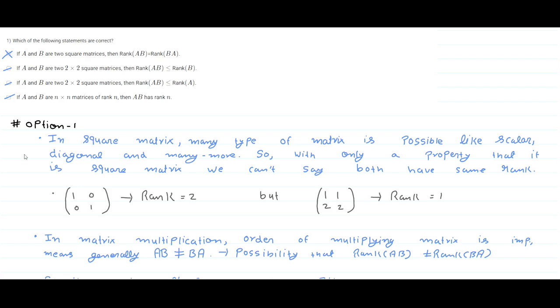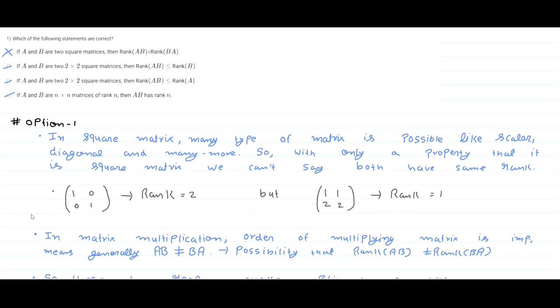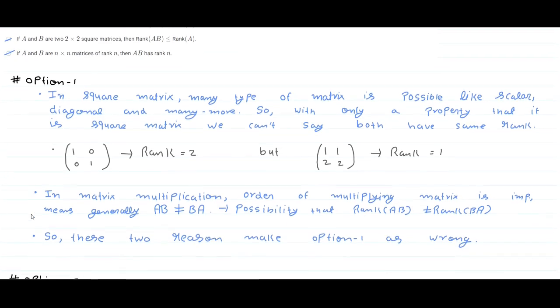are many types of matrices possible, such as diagonal matrix, scalar matrix, upper triangular matrix, lower triangular matrix, and many more. So with only the information that it is a square matrix, we cannot say that both the matrices will have the same rank. For example, the rank of this particular matrix [1 0; 0 1] is 2, whereas the rank of [1 1; 2 2] is 1, as row 2 is a scalar multiple of row 1. Despite the fact that both are square matrices, they have different rank.